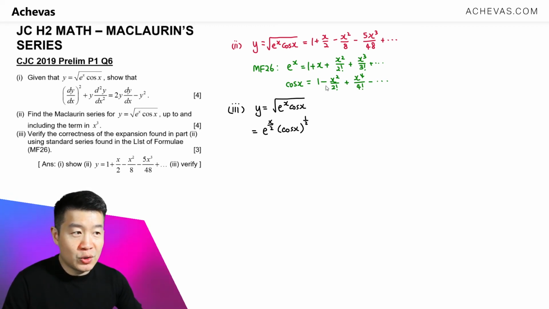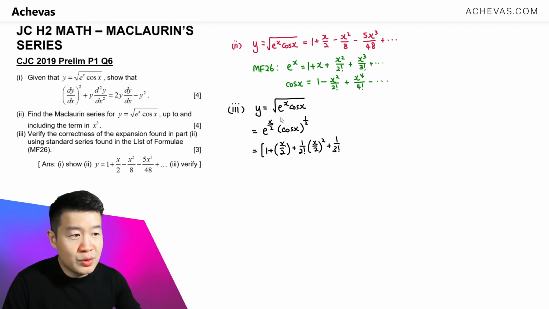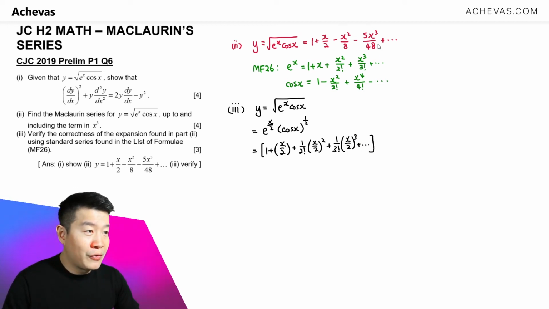And then cosine x, I also have a version of it in my formula sheet. So for e to the power of x over 2, I'm going to replace all this x over here by x over 2. And that is going to be 1 plus x, which is going to be replaced by x over 2. It will be this plus 1 over 2 factorial, x squared, it is going to be x over 2 squared plus 1 over 3 factorial, x to the power of 3, it is going to be replaced by x over 2 to the power of 3. And the next term is going to give us a x to the power of 4, and that is not of our concern because for what we are trying to verify here, it is going to go all the way up to only x to the power of 3.